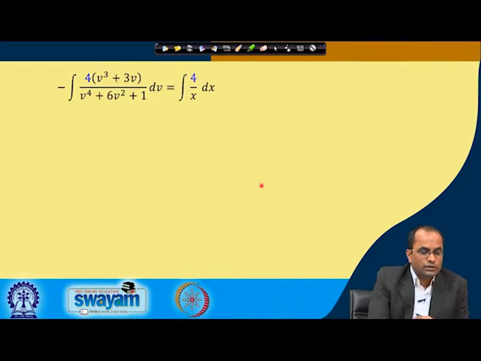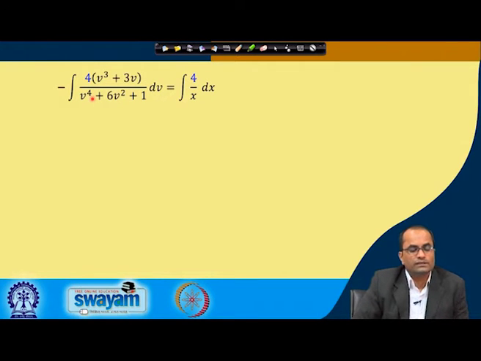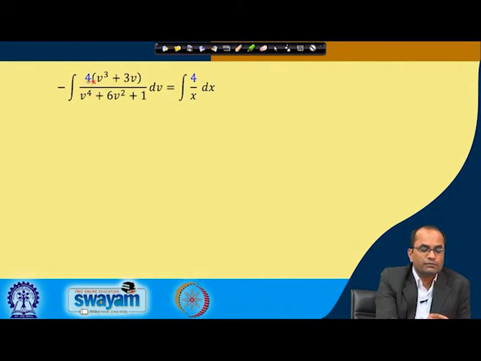So, we have done 1 over x dx, and this goes the other way around here. So, v cubed plus 3v over v to the 4 plus 6v squared plus 1, and we have multiplied both sides by 4, because the differentiation of v to the 4 plus 6v squared gives 4 times v cubed and then 12 times v. So, again here 12. Exactly, the differential of this is sitting there.